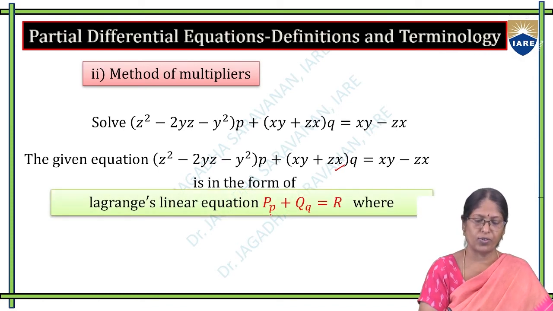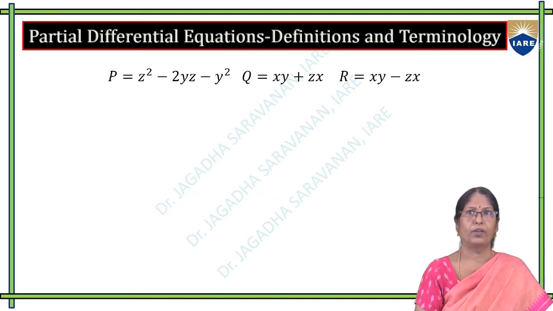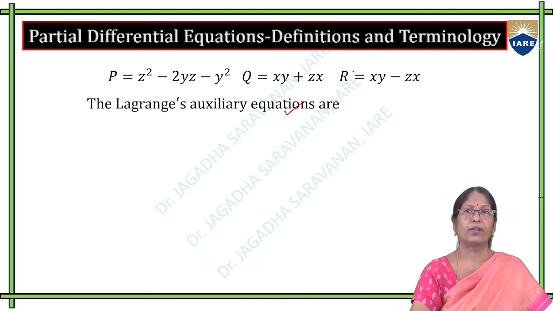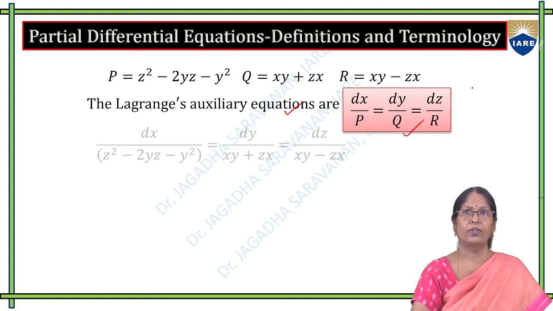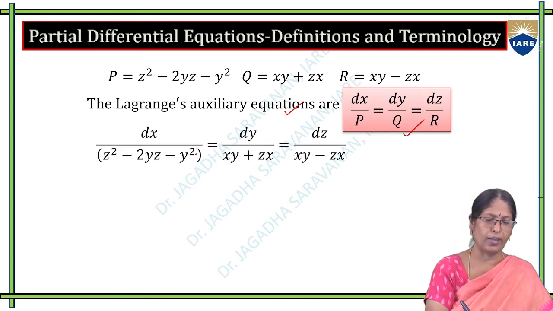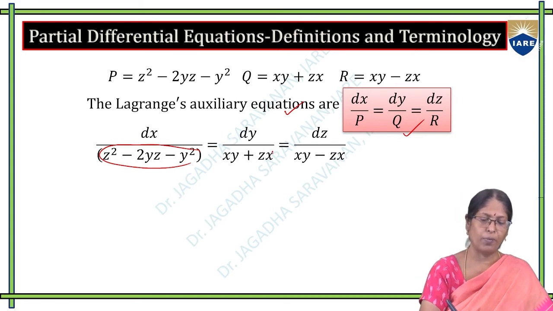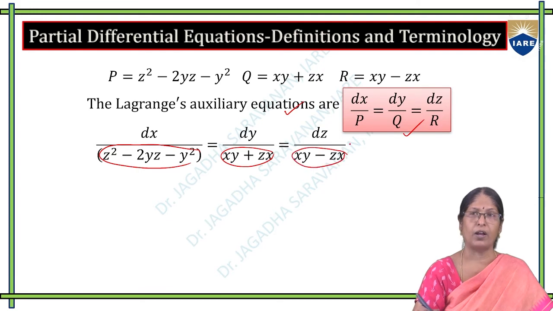So it is in the format of Lagrange's linear equation, Pp plus Qq equal to R. If it fits, next we move to the auxiliary equation: dx by capital P, dy by capital Q, dz by capital R.